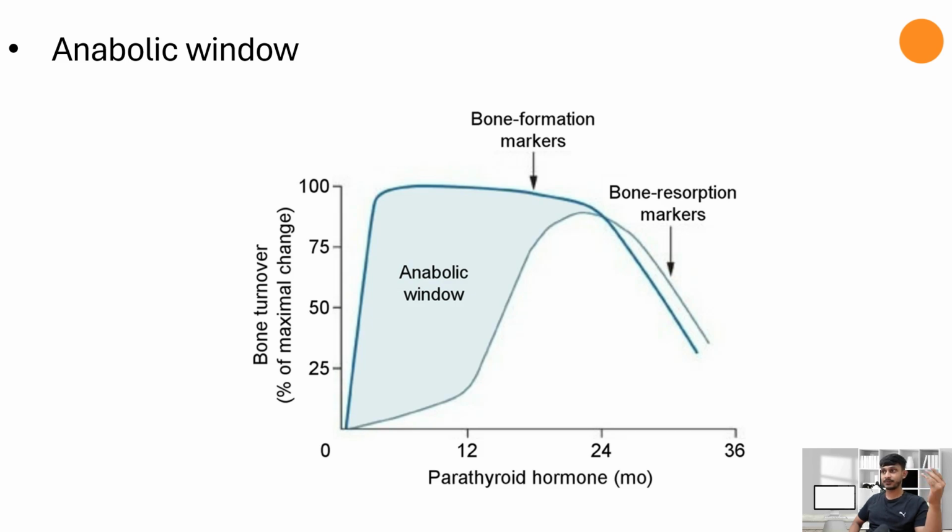So, with that in mind, you can see with this anabolic window diagram that as it reaches around the 24-month mark, the bone formation markers decrease and the bone resorption markers tend to overtake that. It's also falling, but you can see bone resorption is higher than bone formation. So the anabolic window effect of teriparatide is gone.